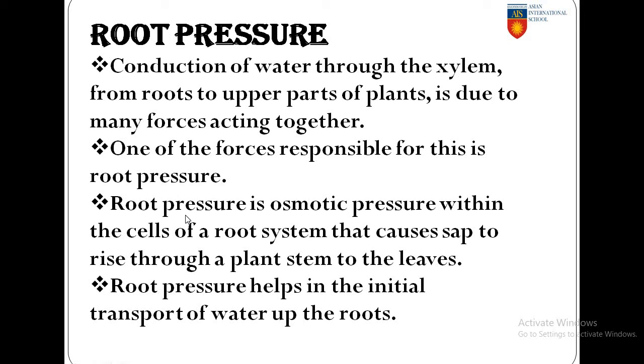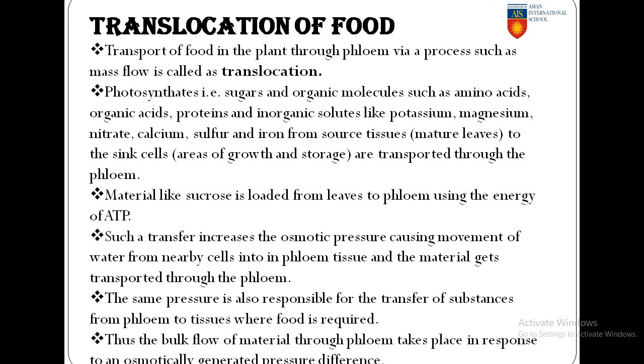What is the definition of root pressure? Root pressure is the osmotic pressure within the cells of a root system that causes sap. Now, what did I tell you in the beginning? Sap means the minerals which are dissolved in water, to rise through the plant, through the stem to the leaves. Now root pressure helps in the initial transport of water up to the roots.